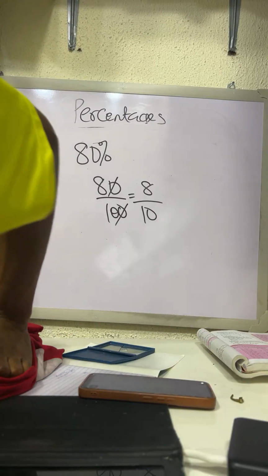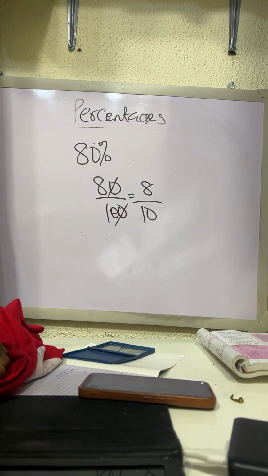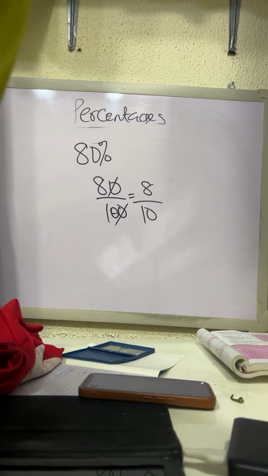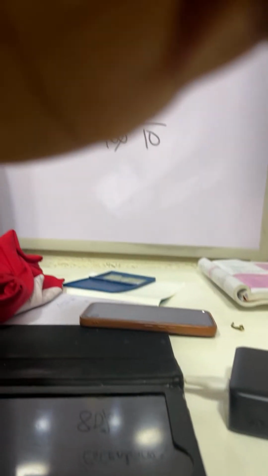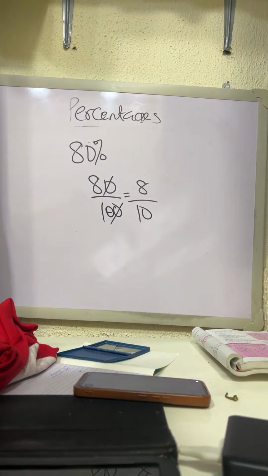What can divide both the top and bottom number without any remainder?